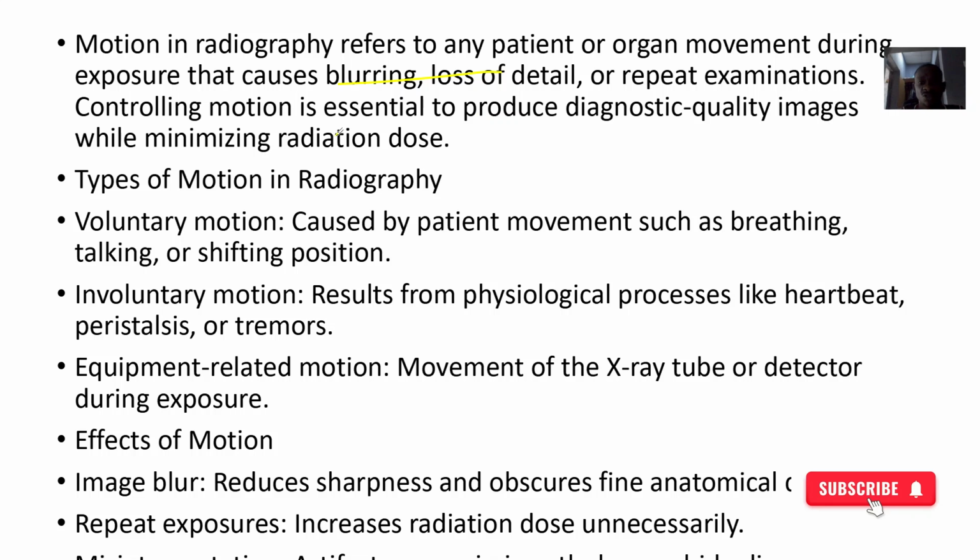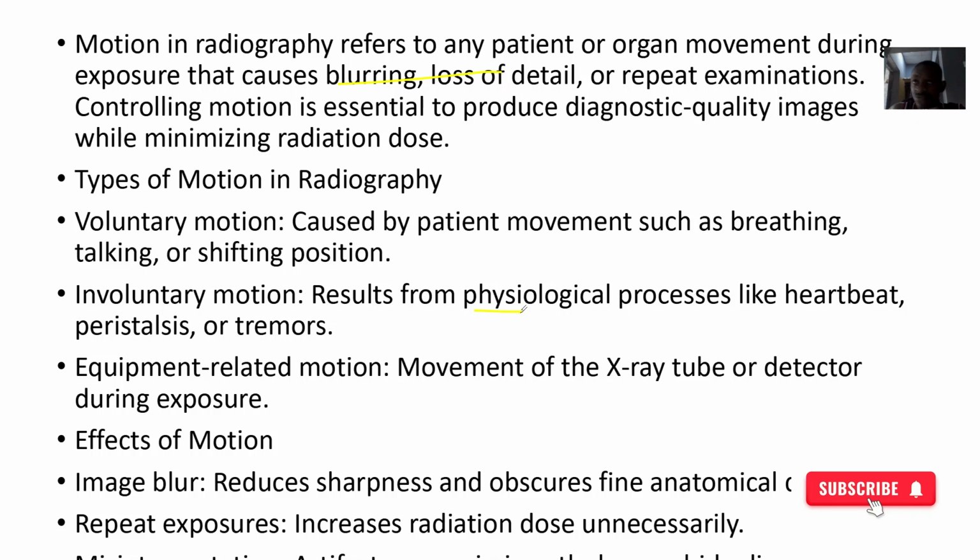So types of motion in radiography: we have voluntary movement, where the patient has to breathe and talk, all right? Involuntary movement, things like heartbeat, peristalsis, tremors. Equipment related motion, that's movement of the x-ray tube and all of that, right? So the patient could move, and the machines could also move. So you have to ensure that that movement is within your control to ensure that the images are always clear.